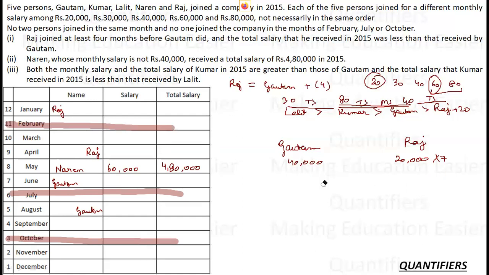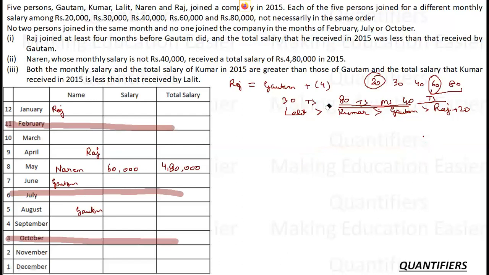Just in case you want to verify, you can verify by this. 6 months is not possible if Raj is working for 5 months. Gautam has to work for 1 month. Again, the case is not possible. Raj cannot work for 4 months because Gautam will not even exist then. So this case is finished. So there are 2 possibilities.